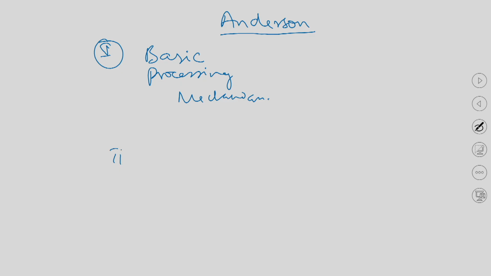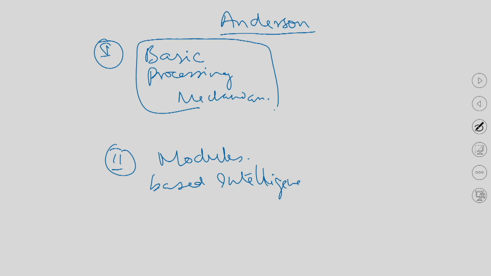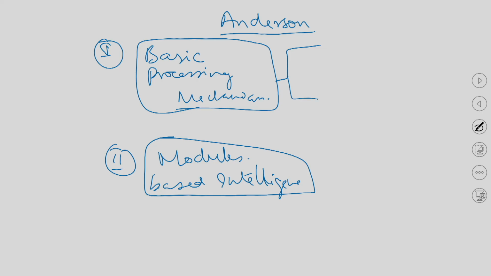and the other is called module based intelligence. Now, this basic processing mechanism is composed of 2 different processes, the spatial process and the propositional process, and then there is the module.